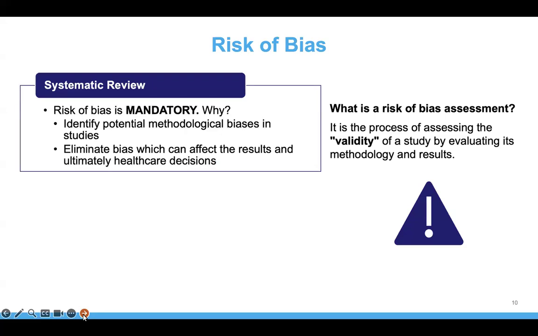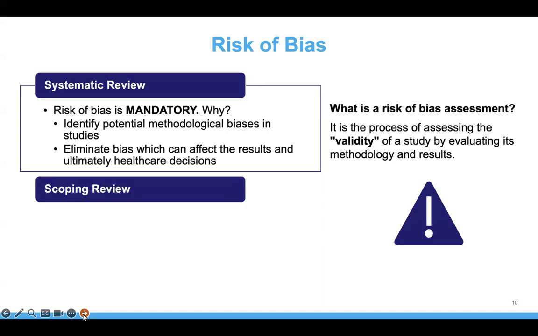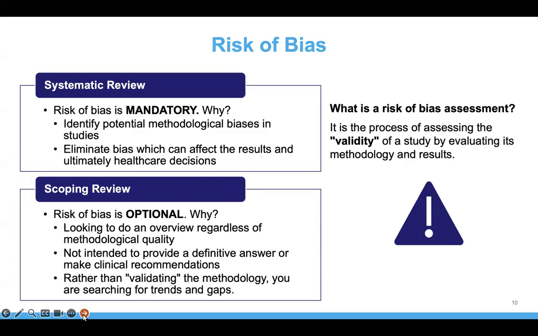With a systematic review, a risk of bias assessment is mandatory. Why? Well, like I mentioned in the previous slide, the overall goal of a systematic review is to inform clinical practice or decision-making that will ultimately affect people's lives. As a result, you want to identify and eliminate all potential biases in studies that affect those results and ultimately healthcare decisions. While a risk of bias assessment is mandatory for systematic reviews, it is optional for scoping reviews.